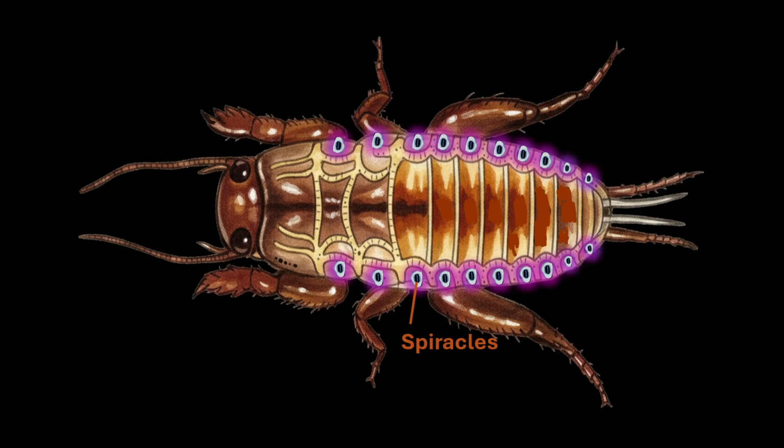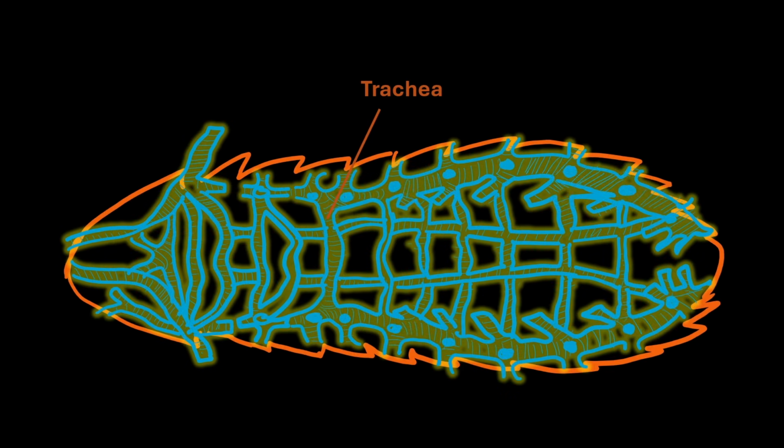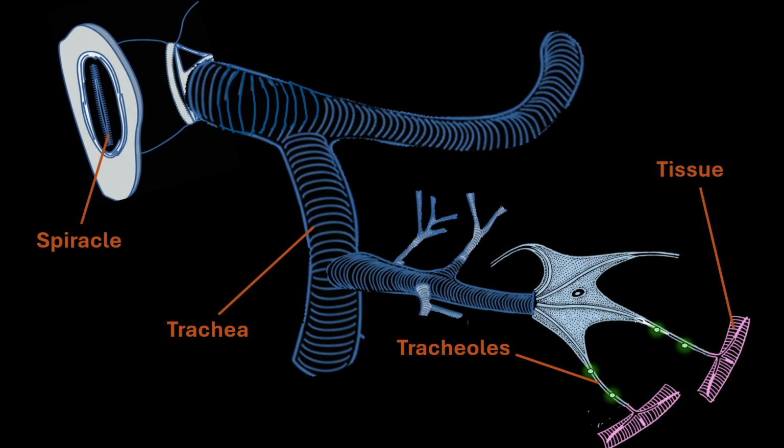series. So, as we learned, there are 10 pairs of tiny openings which are called spiracles, and these are present on the lateral side of a cockroach's body. The air enters through these spiracles, and these spiracles then open into a network of air tubes which are called the trachea. The trachea then opens into the fine tubes which are called tracheoles. These tracheoles then supply oxygen directly to the tissues.